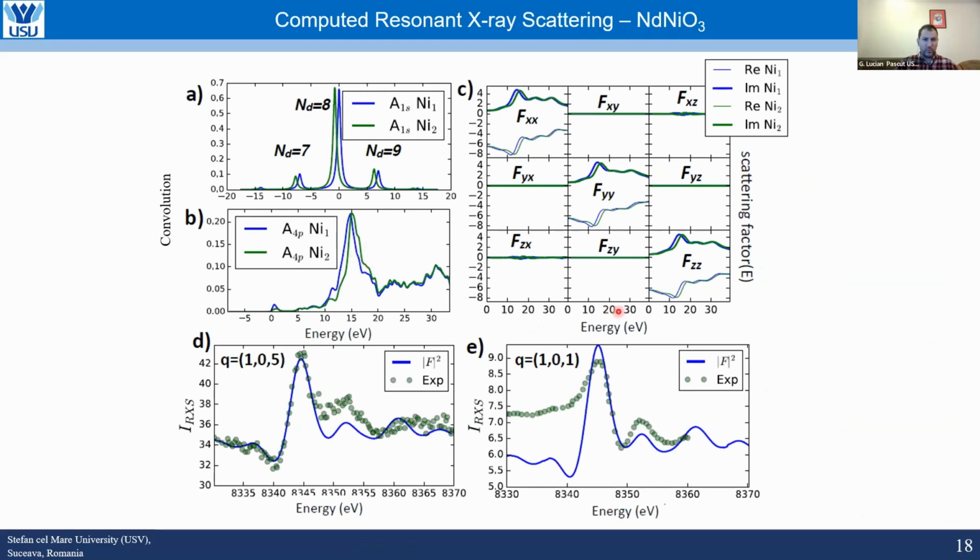So this is the way we computed the tensor, with the 1s and 4p states, and with the circles here we have the external data for 2 reflections, and with the solid line we have the calculation. So what we found is that we can explain the external data without invoking any charge disproportionation. All we have to invoke here is different electronic properties on site.